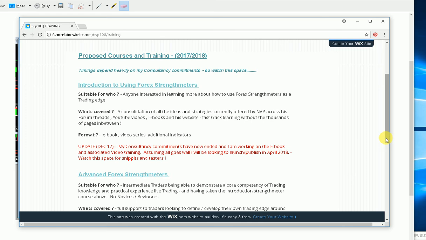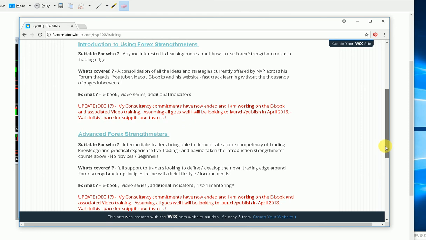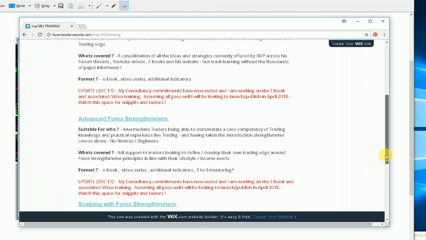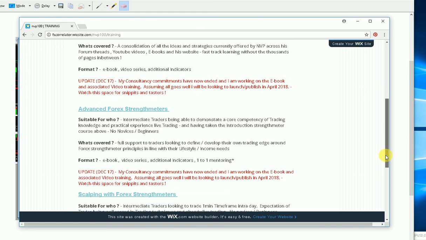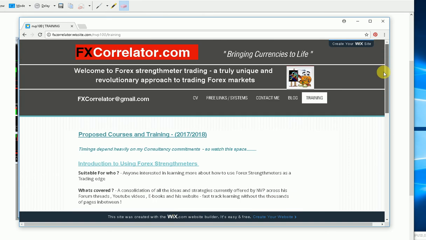But I work with a lot of other traders. I do a lot of trading systems outside of Forex as well. I trade some of the indices, some of the other things. So this is going to be primarily focused around strength meters though, because I think that's where most people could benefit, just in the Forex market anyway. As it says there, if you go to my training page, it will give you an update on what I'm doing and how I'm hoping to get some kind of training out there probably by the back end of Q1 next year. So that's where I am at the moment.